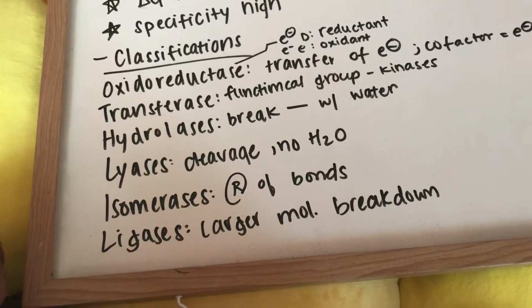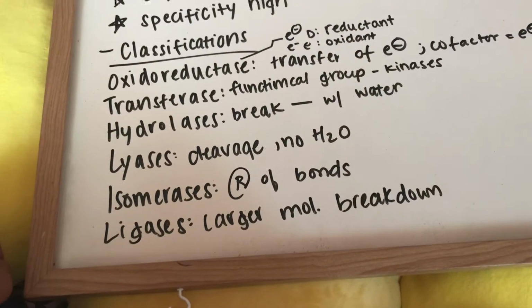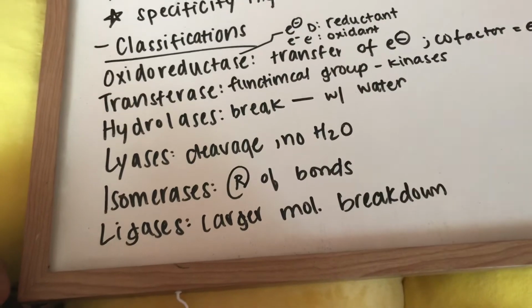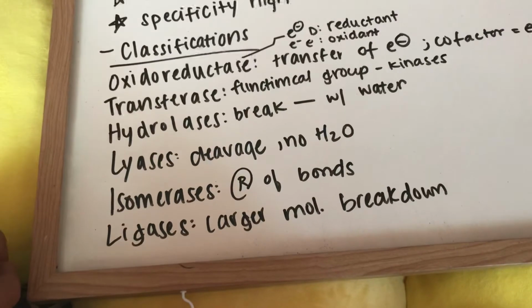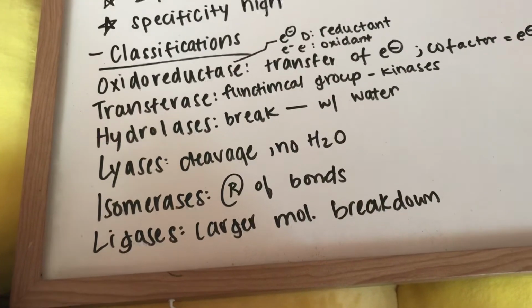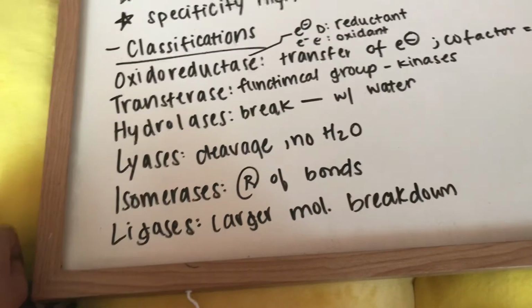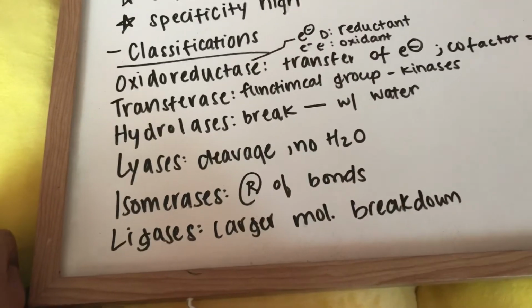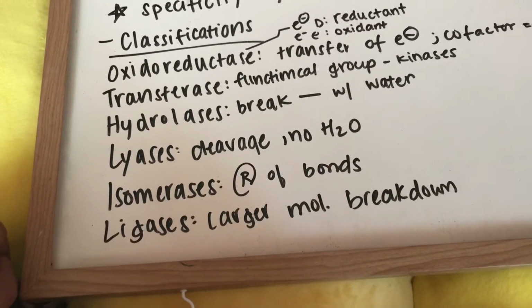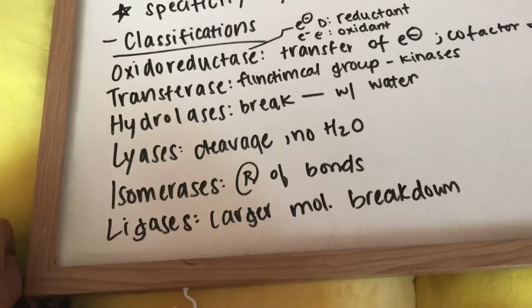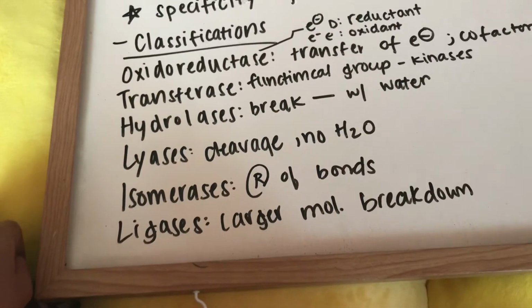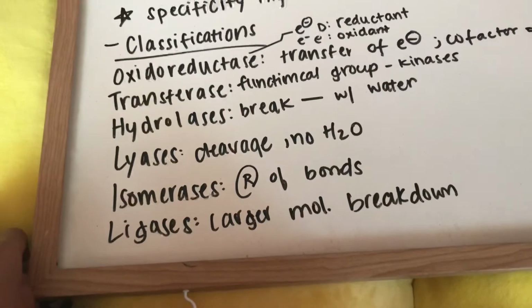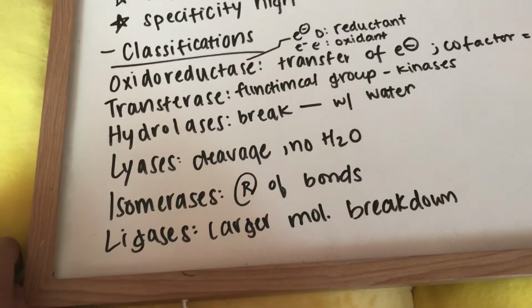Hydrolases are the next type of enzyme, and what they do is break a molecule into two with the addition of water across the bond, and in some cases they release water as well. The next similar type of reaction is carried out by lyases. These also involve cleavage of smaller molecules, but they do not involve water, so they use other methods not involving water to cleave the bond.